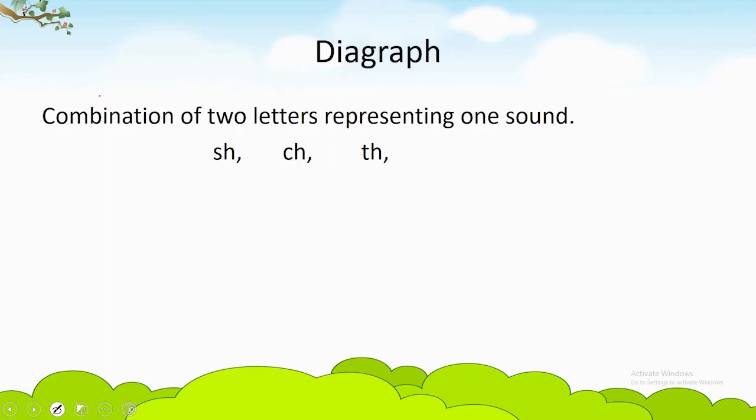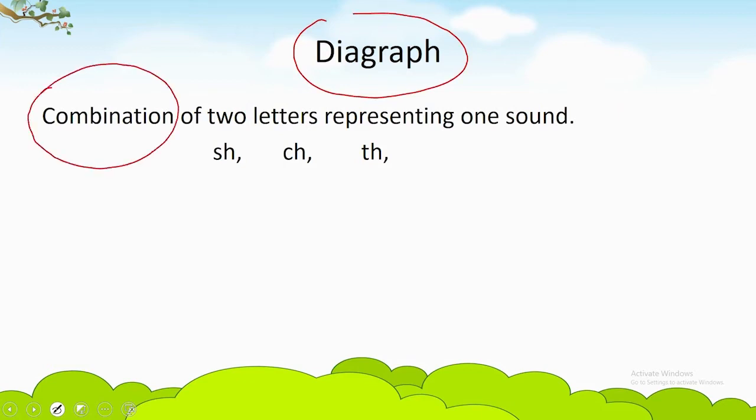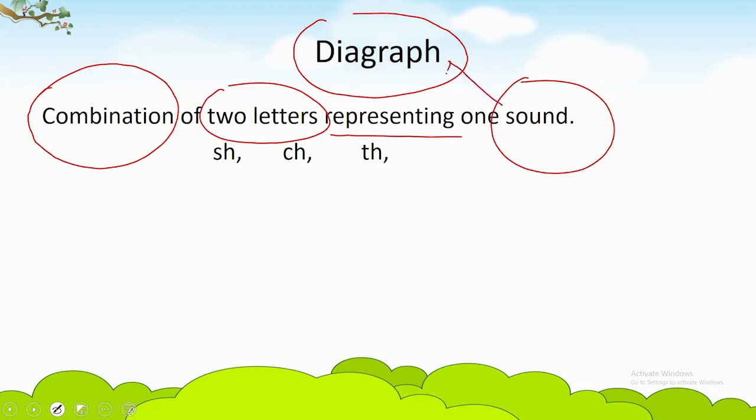So, what is a digraph? A digraph is the combination of two letters which represents one sound. Combination of two letters that represent one sound are called digraphs.